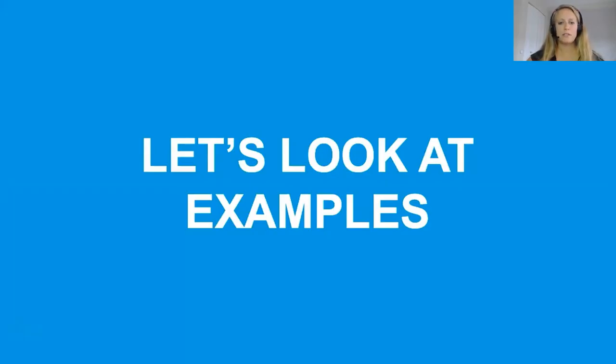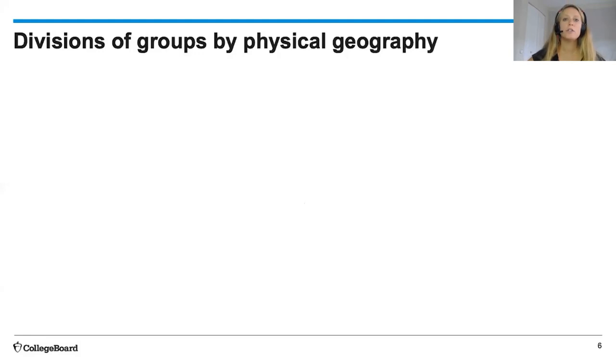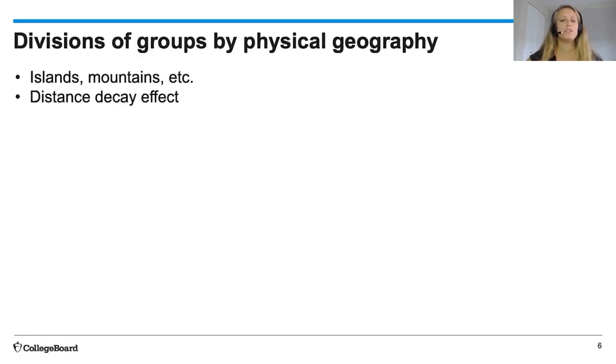So let's look at examples. First, we have situations where a group is divided by physical geography. So that could be literally that there's some kind of physical barrier, like that group is on an island by themselves or they're isolated in the mountains. It could also be just the distance decay effect at work, that the country is so large that it's too hard for certain areas of the country or certain groups that are farther from the cities or the main government area to get to what they need. So it could just divide that group physically.